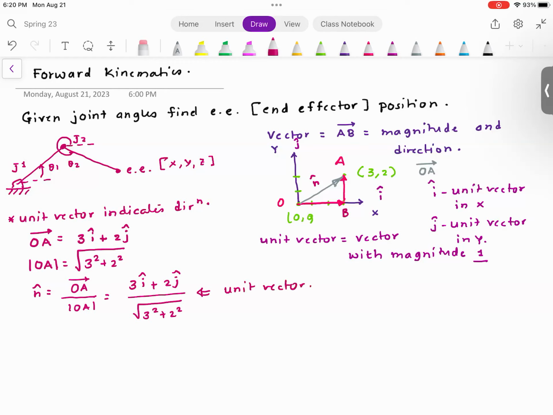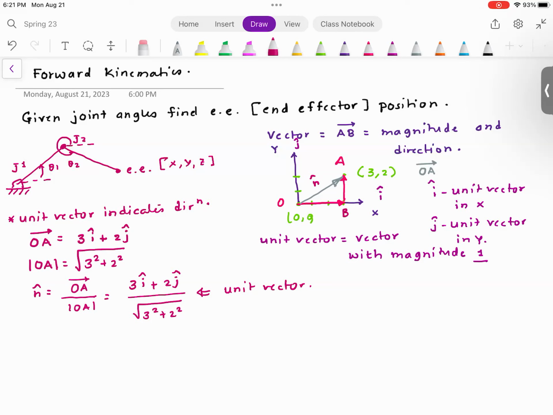Now understand, a unit vector is only going to give you direction. It does not tell you any other information. Just like i is the unit vector in x direction, j is the unit vector in y direction. If you want to go in the direction of OA, then this is the unit vector. The magnitude of this unit vector is 1. Everyone clear about unit vectors?